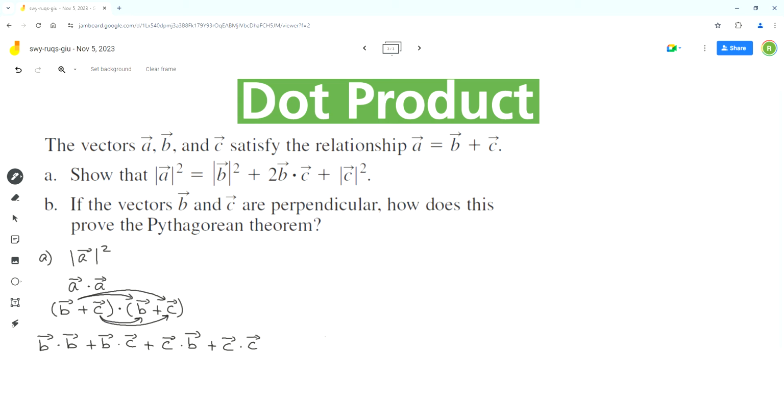Now as per the magnitude property of dot product, B dot B can be written as square of magnitude of vector B. As per the commutative property of dot product, C dot B is equal to B dot C. And as per the magnitude property of dot product, C dot C can be written as square of magnitude of vector C.